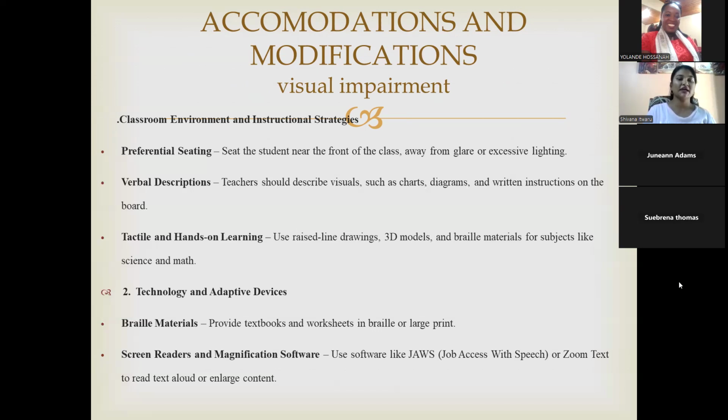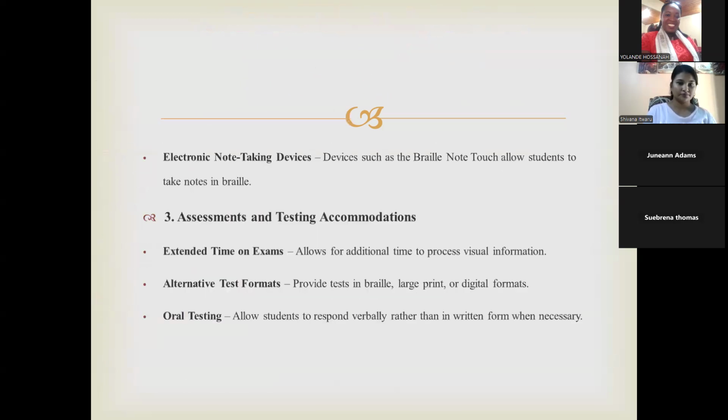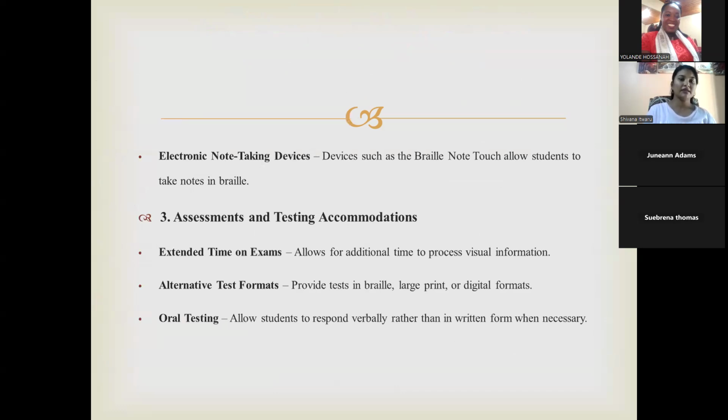Two, technology and adaptive devices. Braille materials: provide textbooks and worksheets in Braille or large print. Screen readers and magnification software: use software like JAWS, that is Job Access With Speech, or ZoomText to read text aloud or enlarge content. Electronic note-taking devices: devices such as the BrailleNote Touch allow students to take notes in Braille.